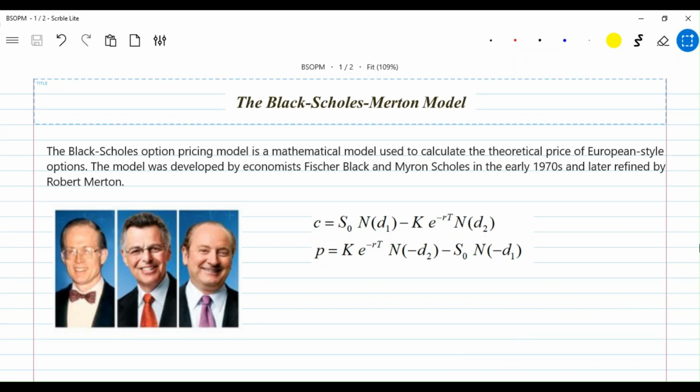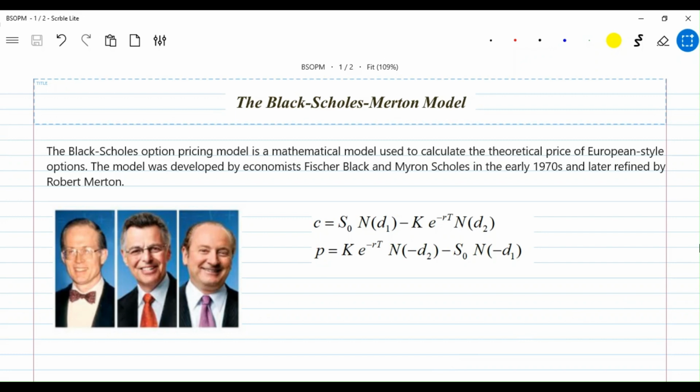Today, we are going to study the Black Scholes Merton model. This model is popularly known as BSOP, which stands for Black Scholes Option Pricing Model, which is popularly used in calculating a theoretical price of a European style option.